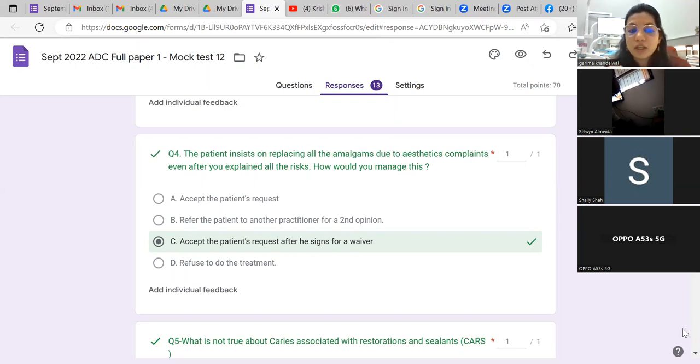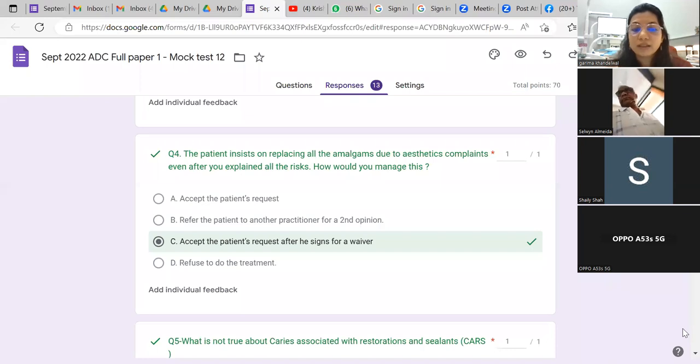So accept the patient's request. Option A is correct, but it does not mention that you take a signature for a consent. Waiver is a consent, okay? Waiver is another term for a consent document, and it always has to be a written one. It's for your own safety.